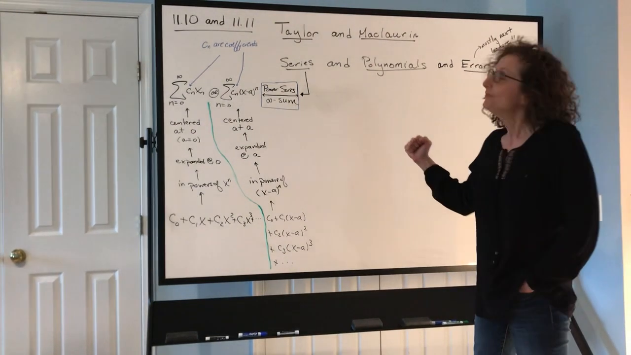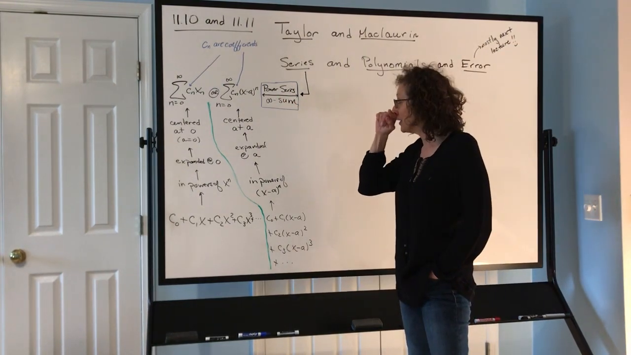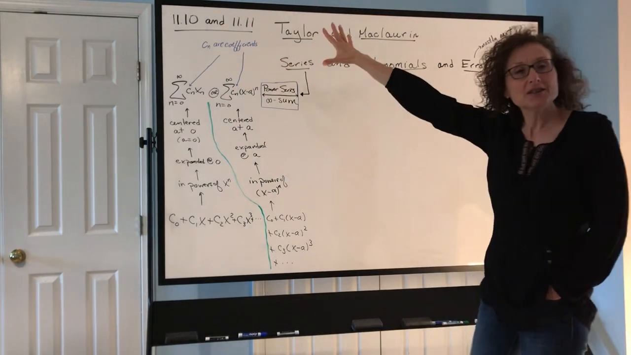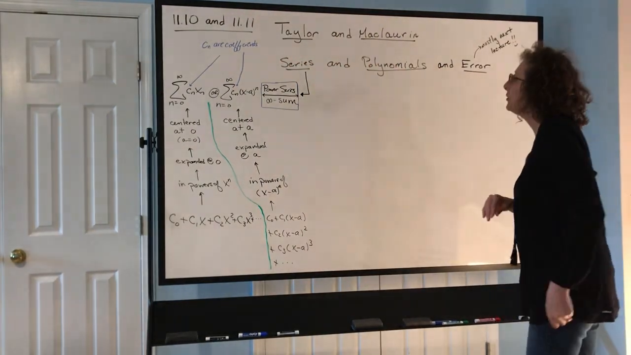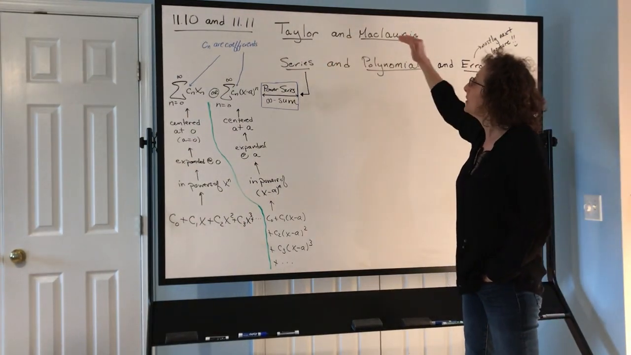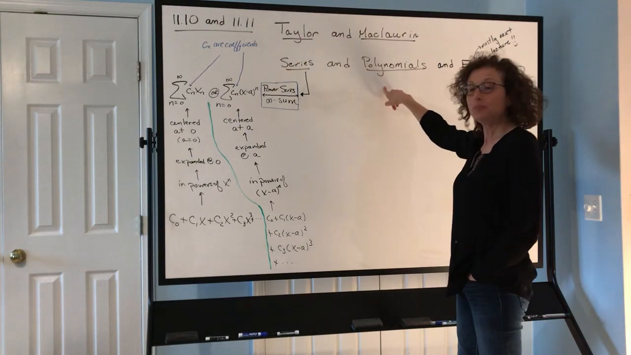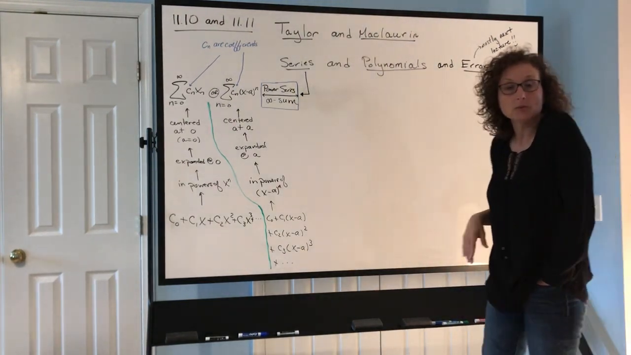These are powerful, and therefore, again, power series is what we're talking about. So where are we? We're at sections 11.10 and 11.11. We're kind of doing both of them a little bit weaved together. What are we talking about? It's Taylor and Maclaurin series and polynomials. And of course, error, right? We've been doing that for a while now.